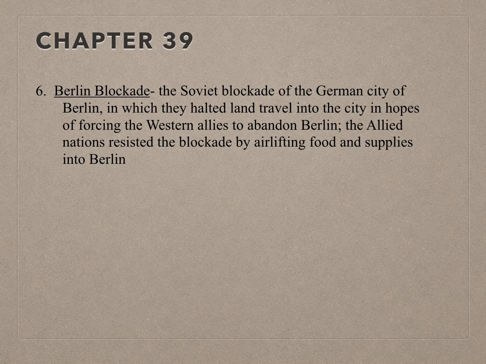Chapter 39 terms. Number 6, the Berlin Blockade. This was the nickname given to the Soviet blockade of Berlin, in which the Soviets blocked all land travel into the city in hopes of forcing the Western Allies, the US, Britain, France, to leave Berlin. The Allies resisted this by airlifting food and supplies. So they couldn't get in by truck or by train or by boat, so we decided to airlift food and supplies into Berlin.